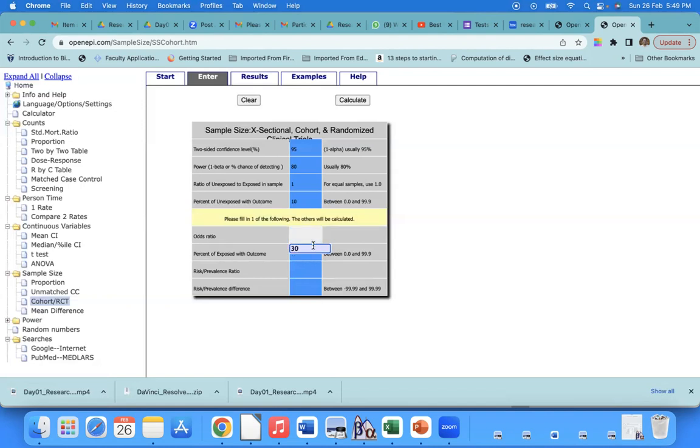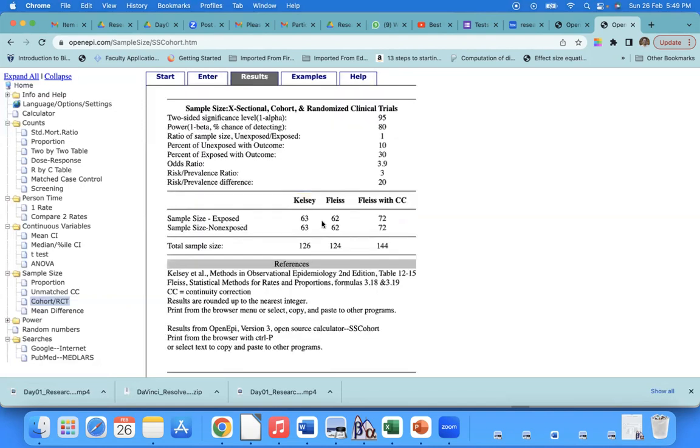Okay, 10 and 30. Now we will check. 63 will be exposed to an intervention, and 63 will not be exposed to the intervention. Like that, we can do that. Is it clear?